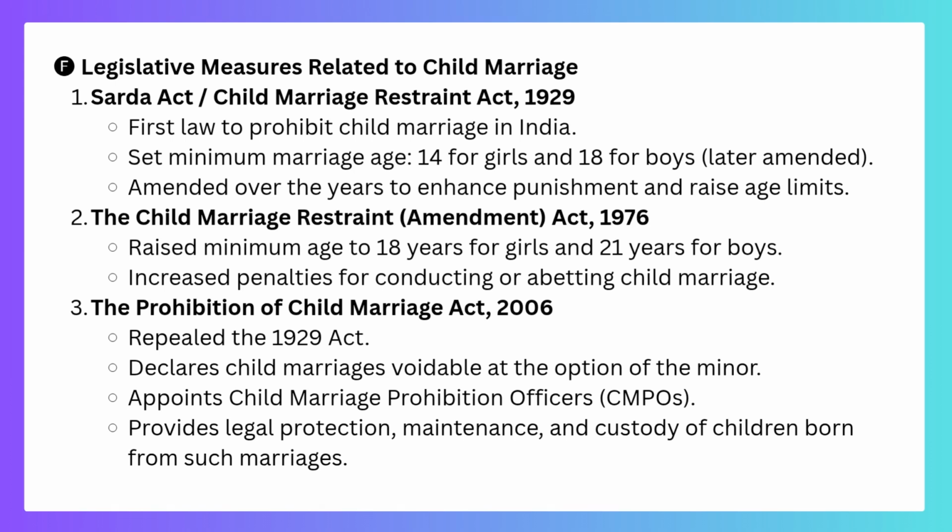The Child Marriage Restraint Amendment Act, 1976. Raised minimum age to 18 years for girls and 21 years for boys. Increased penalties for conducting or abetting child marriage.